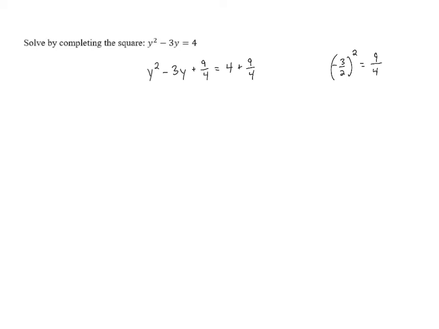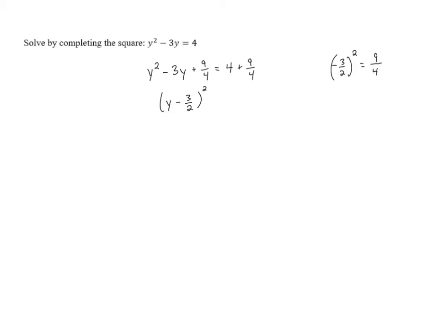Now that we've completed the square, we can factor the trinomial on the left-hand side. We end up with y minus 3 halves squared. Remember that when we have a perfect square trinomial, to find the second term, we take whatever we got after we divided the coefficient by 2. So negative 3 divided by 2 is negative 3 halves. So this is going to become y minus 3 halves squared.